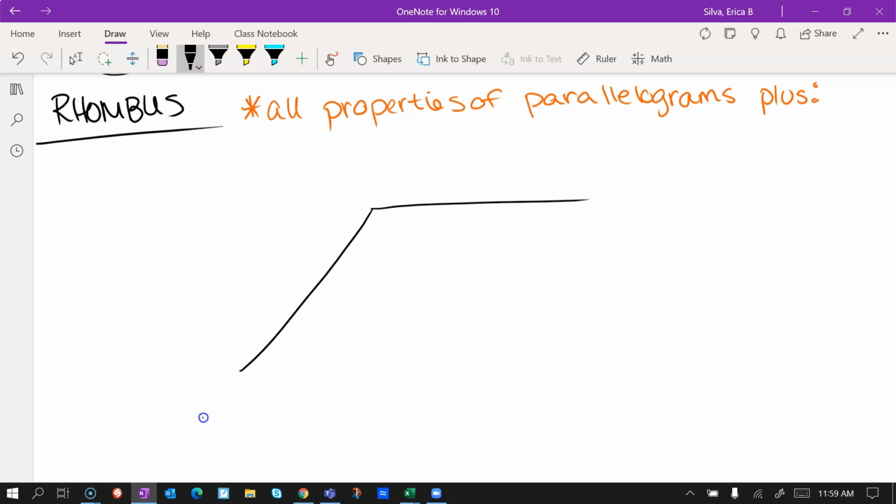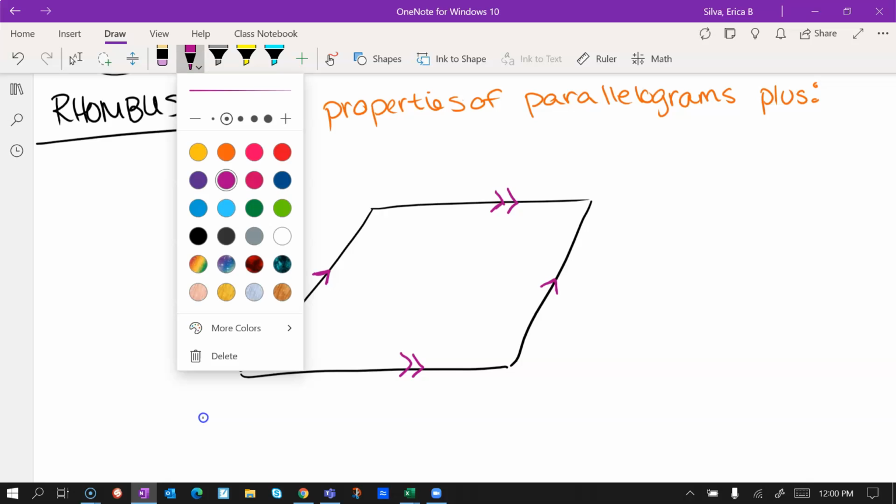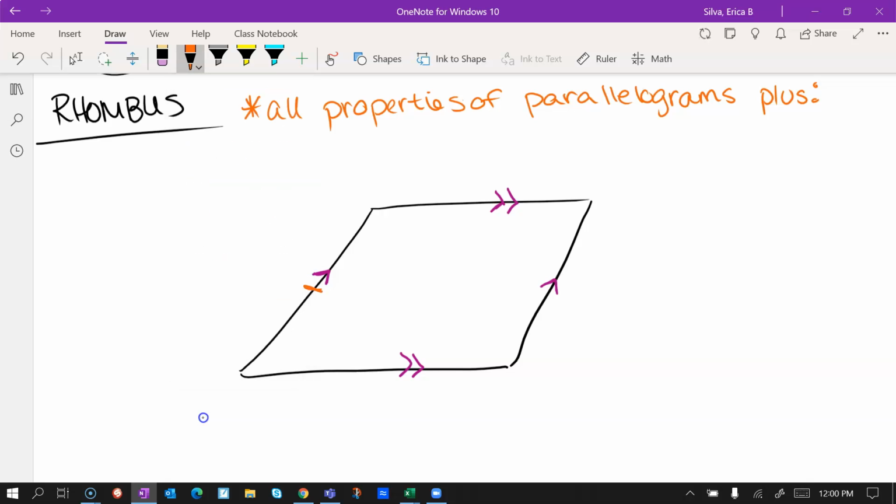So let's go ahead and first draw a rhombus. Looks a lot like a parallelogram. Just like the properties of a parallelogram, we have opposite sides are parallel. This side is parallel to this side, and they're also congruent. So opposite sides are parallel and congruent, but because this is a rhombus, it looks like a square, because all of the sides are congruent.